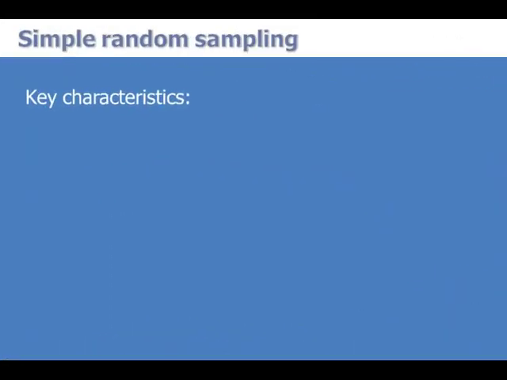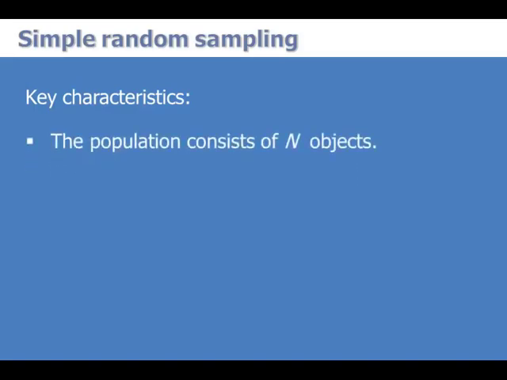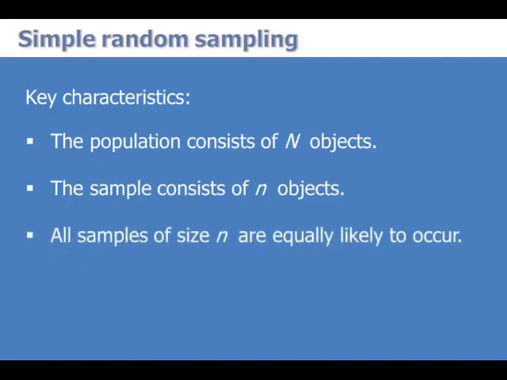Simple random sampling has three defining characteristics. First, the population has a specified number of objects, which is denoted by the capital letter N. Second, the sample also has a specified number of objects, which is denoted by the lowercase letter n. Third, all possible samples of size n are equally likely to occur. To illustrate how to select a sample that has these characteristics, let's look at an example.